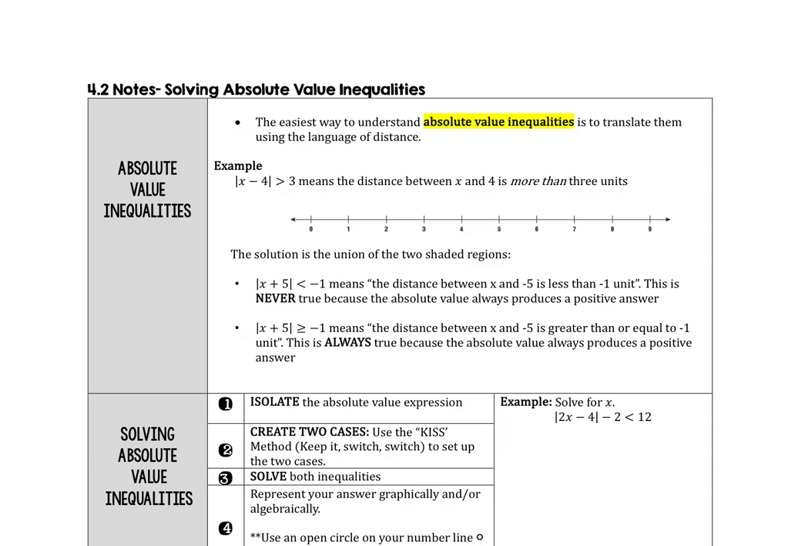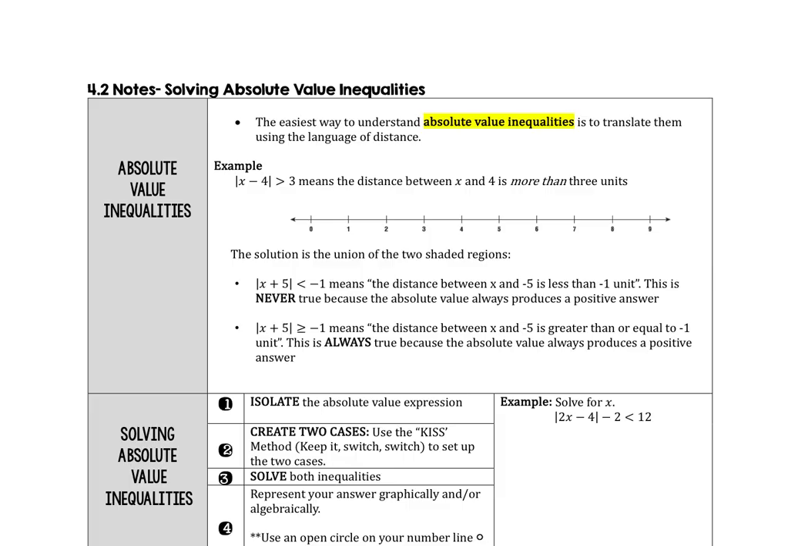Except with their solutions, we're going to be showing their solutions both on a number line and algebraically because the standard says you have to know both. So we're going to be making sure we know how to do it both ways. This first bullet, the easiest way to understand absolute value inequalities is to translate them using the language of distance, just like I did with the equations.